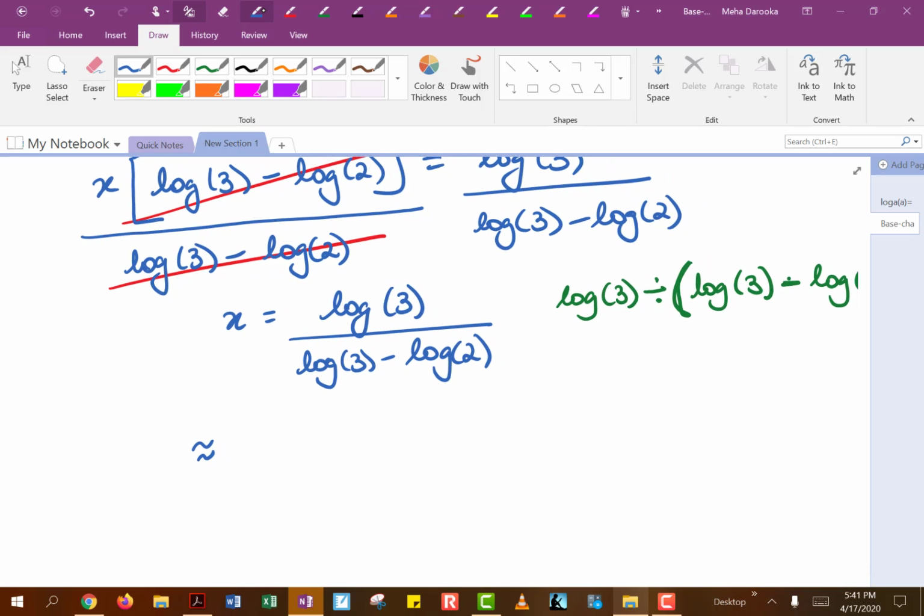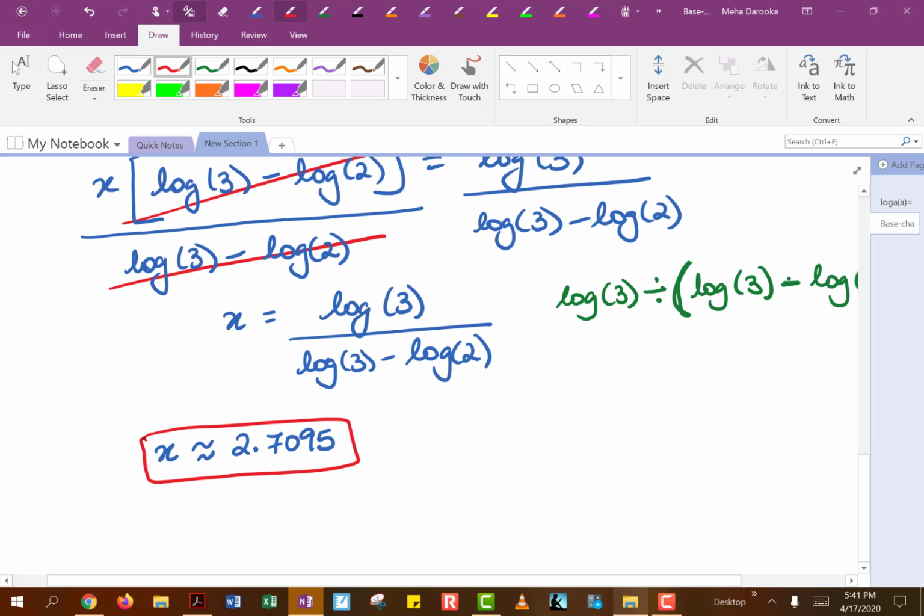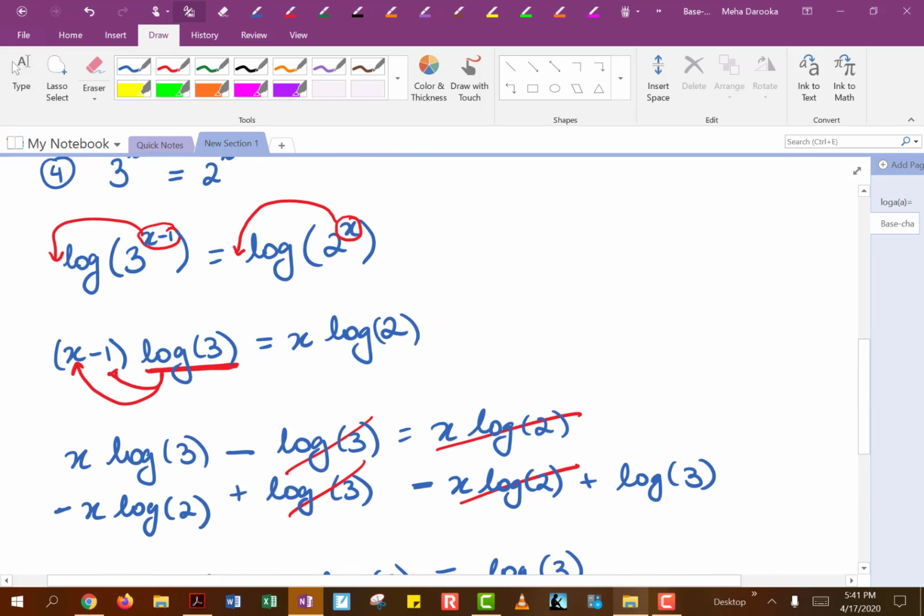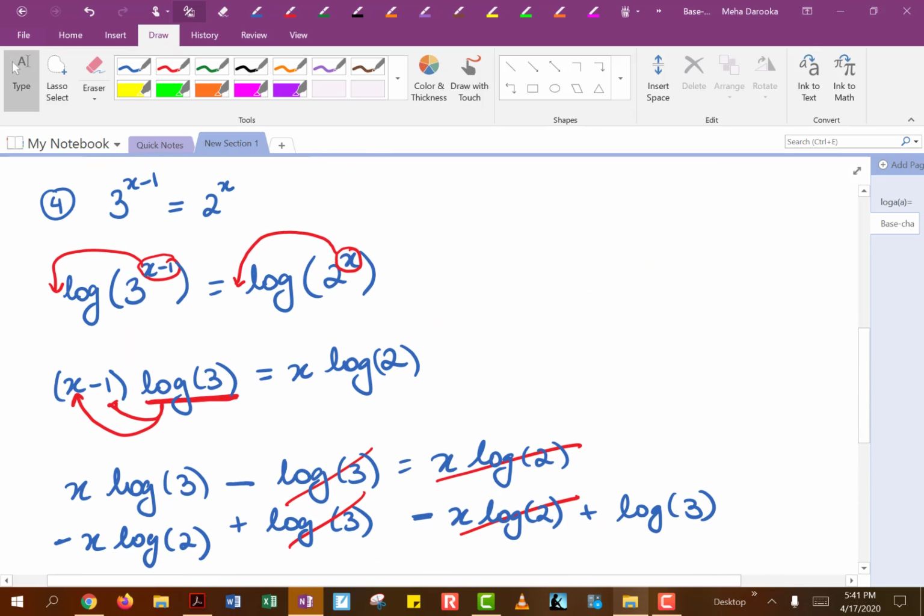Okay, and again guys, we will be rounding this to 4 decimal places, so our x value will come out to be approximately 2.7095. So basically, like I was telling you, this is still using the concept of the base change formula, but it's going to look a little bit different, because in this case we had our unknown value of x on both sides of our equation, on both exponents.